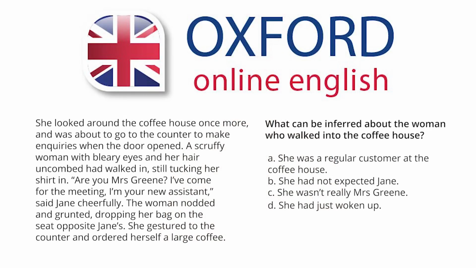Option B says, she had not expected Jane. This might seem possible, especially since the woman doesn't even talk to her. But the fact that the woman knew the time and place to arrive doesn't fit with that. And look at what Jane says in the text. "I've come for the meeting. I'm your new assistant," said Jane cheerfully. She says that she already is the new assistant, which means that she is definitely expected. So this can't be the right answer.